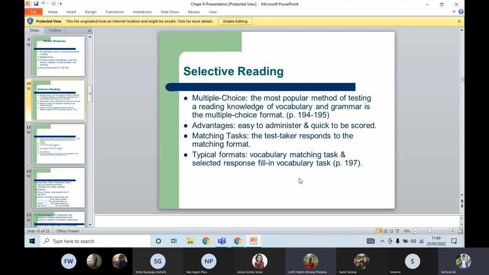And the second category in the selective type of reading is the matching task. At this selective level of reading, the test taker's task is simply to respond correctly. Yes, the test takers try their level best to give their responses in a correct way. What it actually involves is matching in an appropriate format.